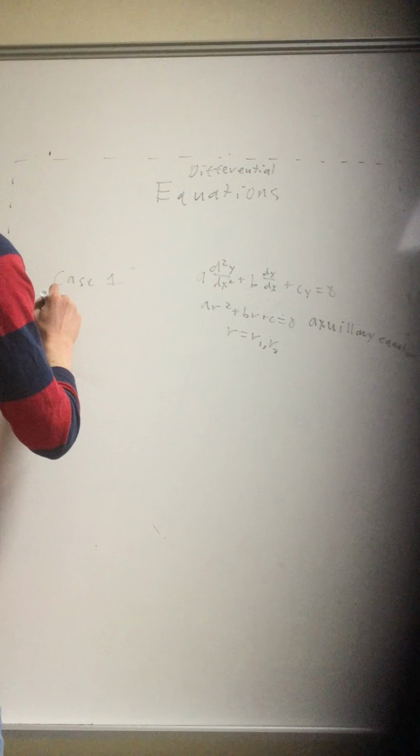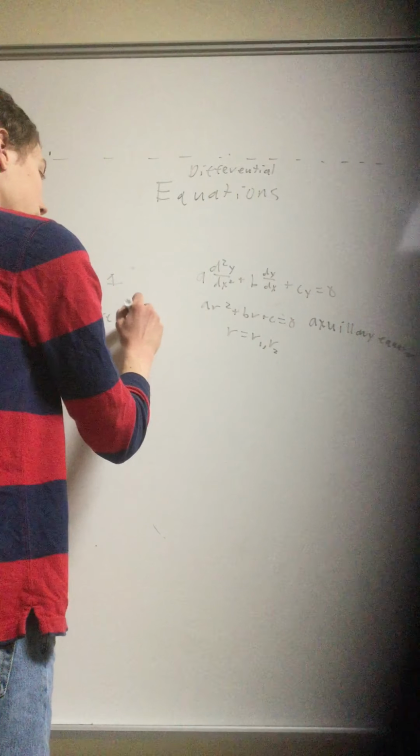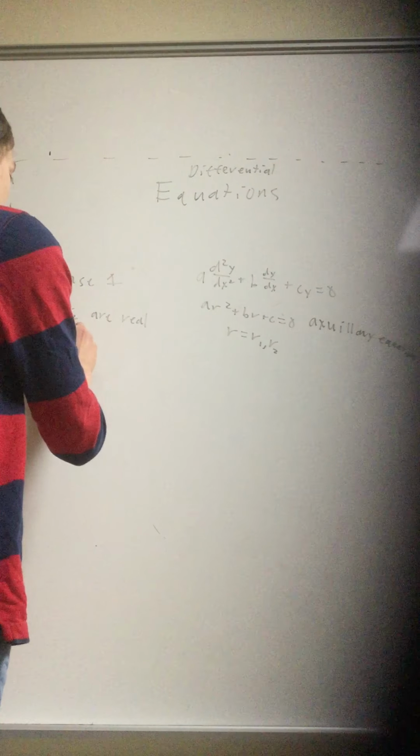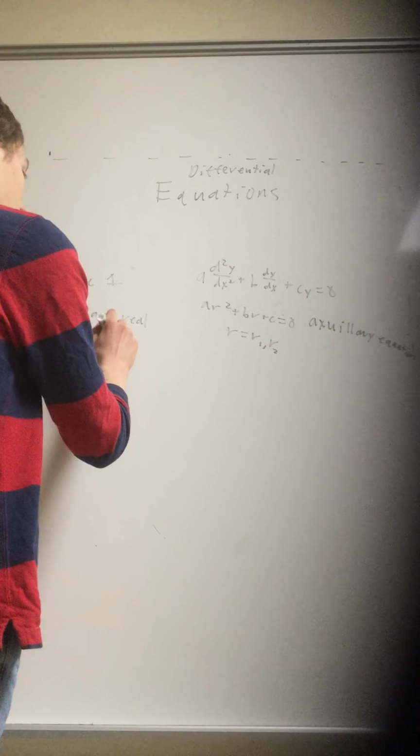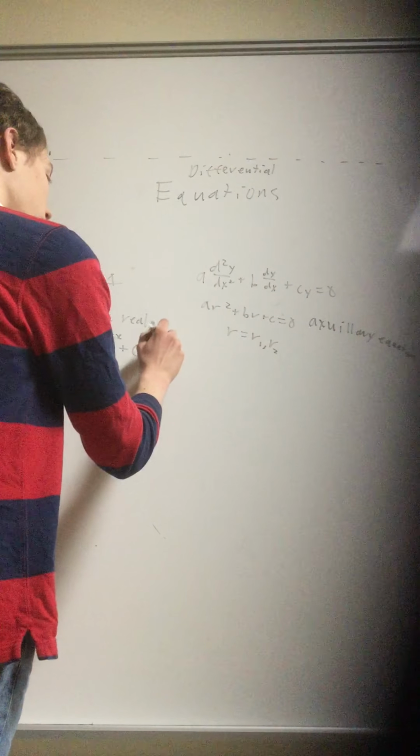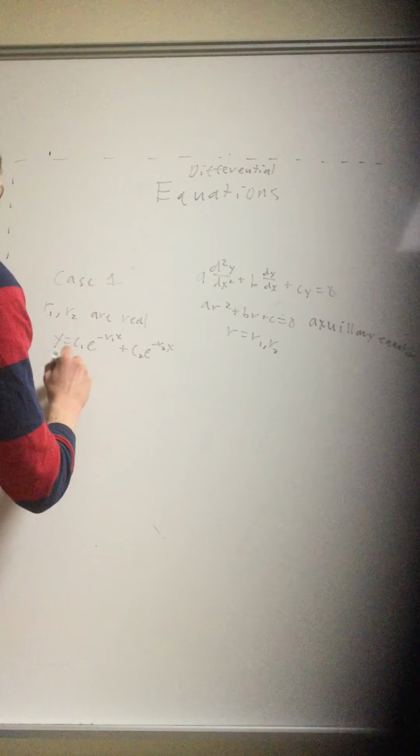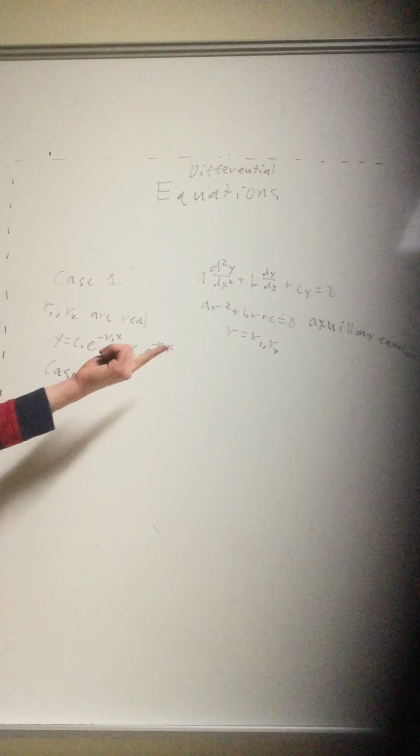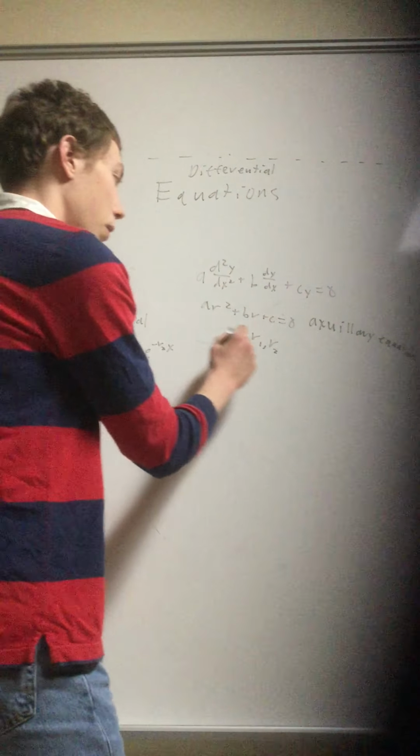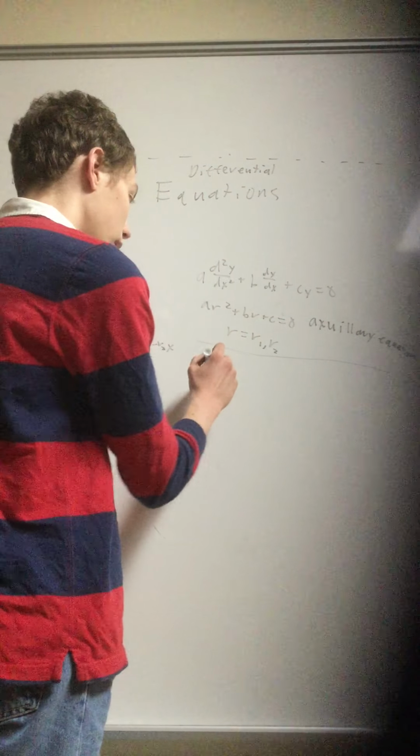Case 1, r1 and r2 are real. In this case, then you're just going to have a solution, y equals c1 e to the minus r1 x plus c2 e to the minus r2x. That's what we just saw. Case 2. Well, let's look at a special differential equation. I have to think about it. Well, let's see.